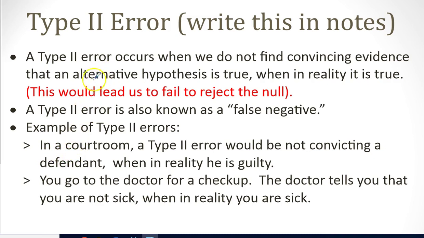Again, you're going to write this in your notes as well. Type 2 error occurs when we do not find convincing evidence the alternative hypothesis is true, but it actually is true. So we failed to reject the null hypothesis. It's known as a false negative. And our example from the courtroom: not convicting a defendant when he actually is guilty. Play the recording when you're ready to talk about the doctor.